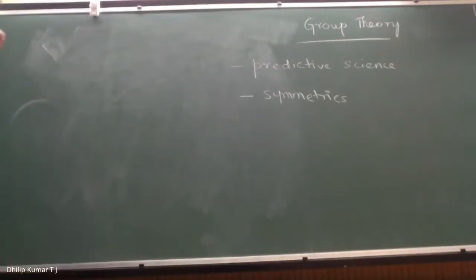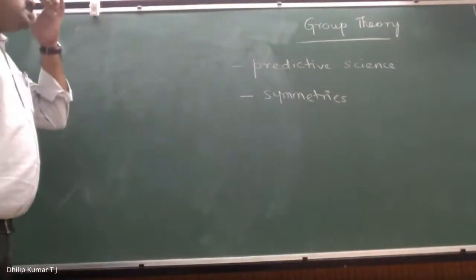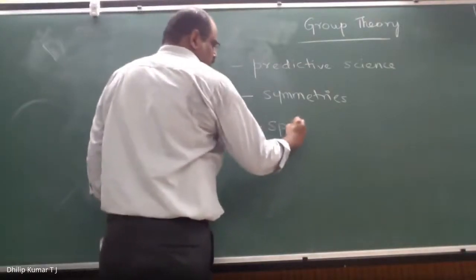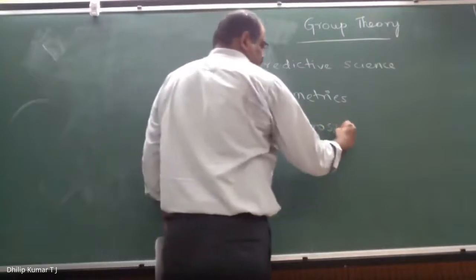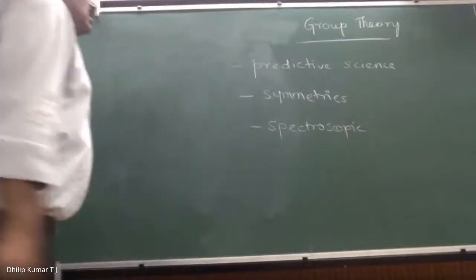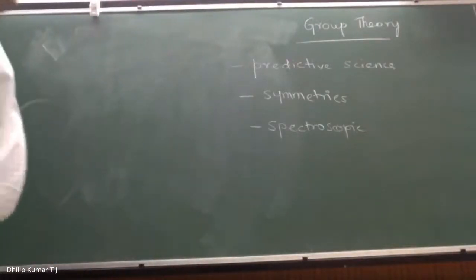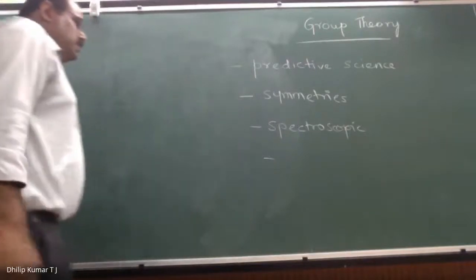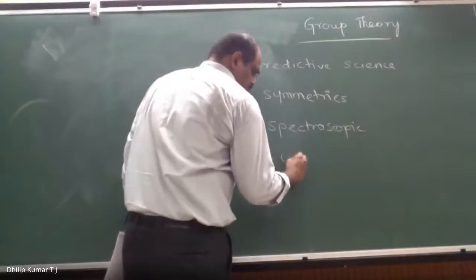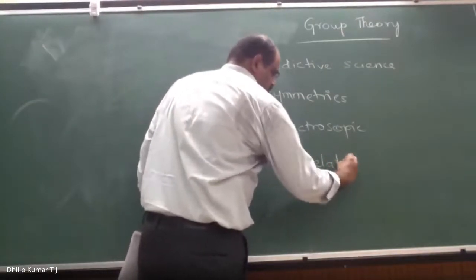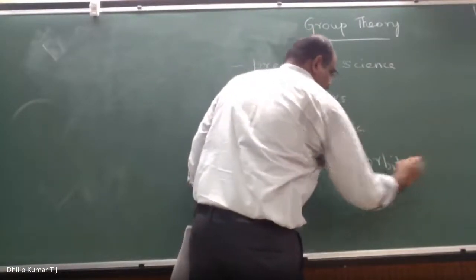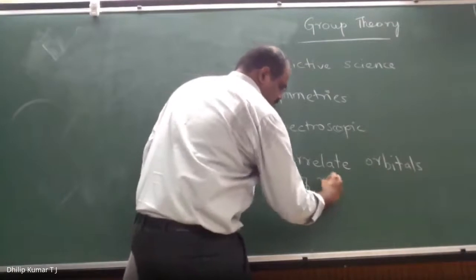So as I said, group theory is a predictive science, and you can find out spectroscopic properties or symmetries. And then reaction prediction, which enables us to correlate orbitals of reactants and products.